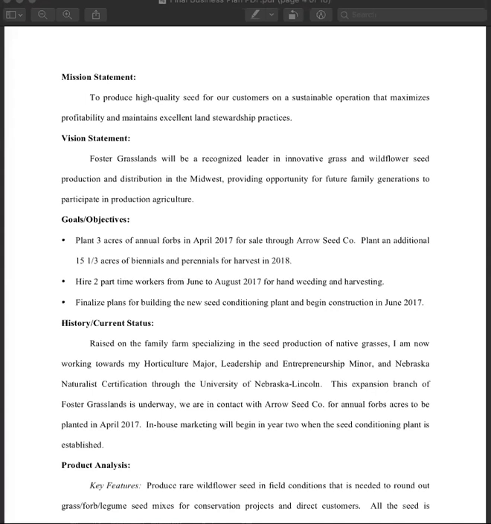The history section is a summary of the relevant points of your life that apply to the business or make your case for starting the idea stronger. In this plan, I included how I was raised on the family farm that specializes in another form of native seed production. And I included what I'm studying in college to expand my knowledge in this area. The current status section is defined by where you are in your business development right now. So for my business plan, I was talking to seed companies about what they needed me to grow.